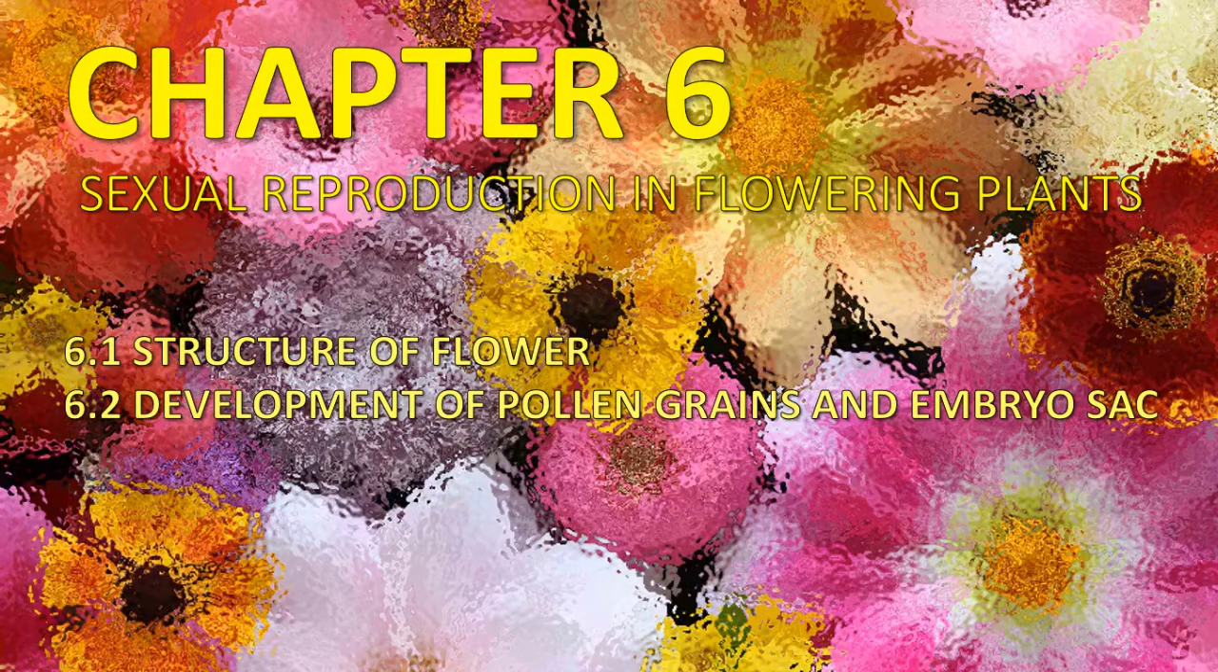So this is the video of chapter 6, sexual reproduction in flowering plants. In this video we will discuss the structure of a flower and the development of pollen grain and embryo cell.